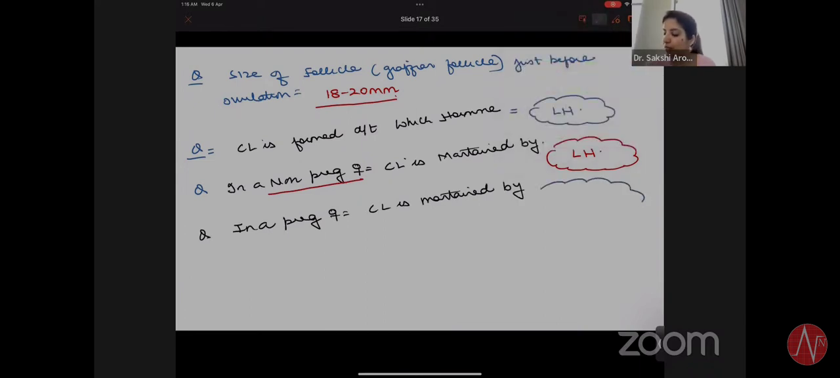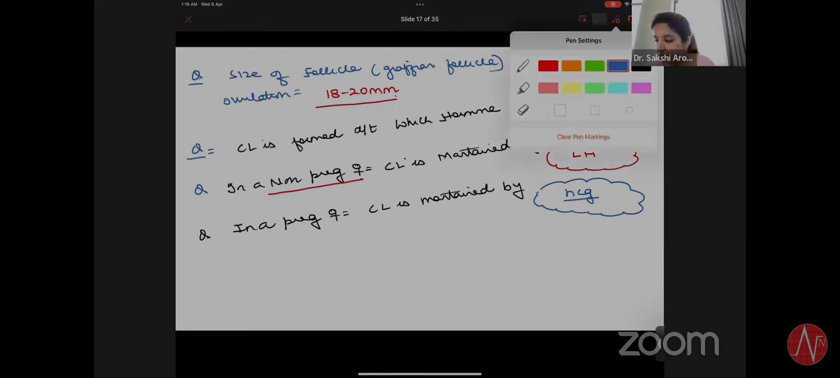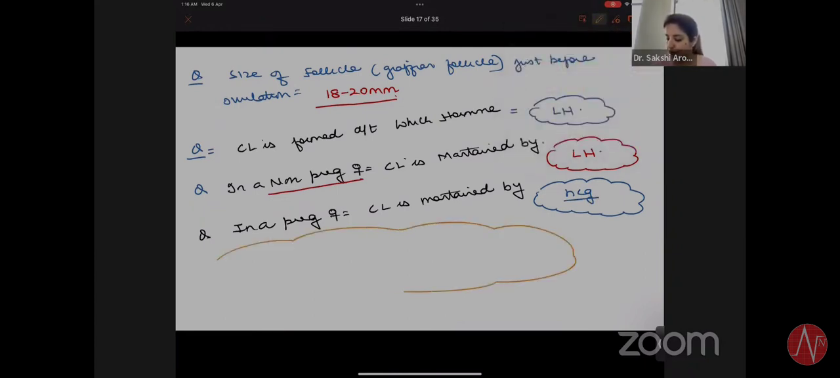Now tell me, in a pregnant female, which hormone maintains the corpus luteum? Now you are not going to say LH. Now the answer is going to change and it becomes HCG. This is the reason why we say that hormone LH and HCG are functionally similar. They are functionally similar, right? Because the hormone which maintains it, Akshay, is not progesterone, it is HCG.